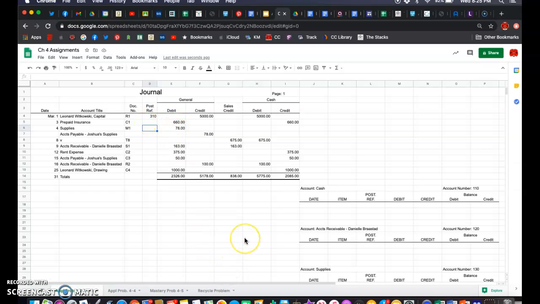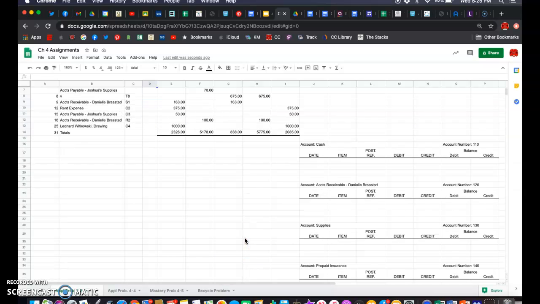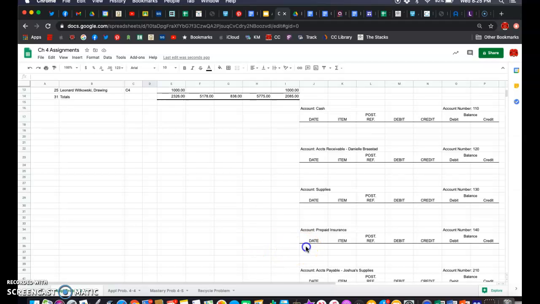Prepaid insurance, $660. So I'm going to go down here to prepaid insurance, and the date is March 3rd. I don't need anything in this item. I'm going to come over here to the post reference, and I'm going to skip that. And prepaid insurance was $660. So I'm going to put 660. And again, these are all the first time transactions, so they're just going to be 660 plus 0. And that means it's 660. Now, I'm going to put this as a debit.